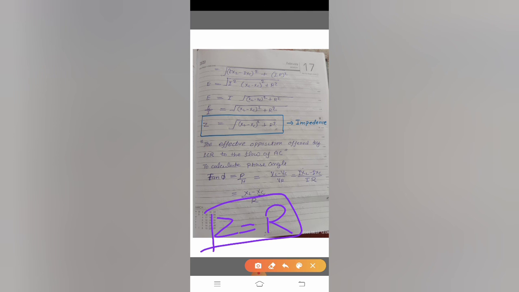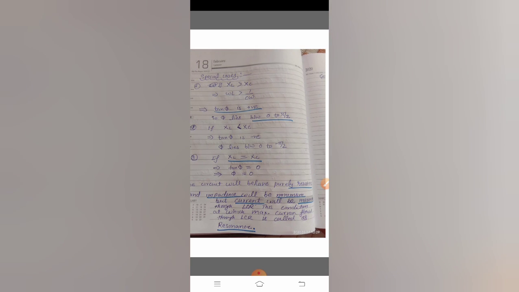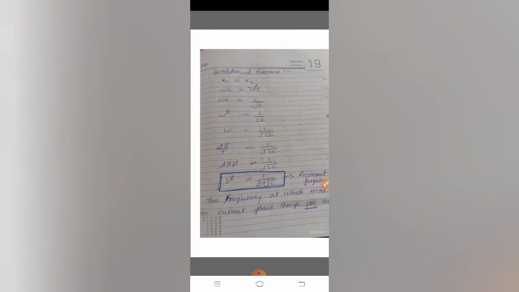Means your circuit will purely behave as a resistive circuit. And that means the resistance of two devices is reduced, that means impedance will be minimum. And if impedance is minimum means resistance is minimum, the obstruction is less, that means the current through the circuit will be maximum. And if current is maximum, then this condition is known as resonance. Students, this question also comes in exam, that define resonance. So you have to define from here that resonance is defined as the condition at which maximum current flows through the circuit.